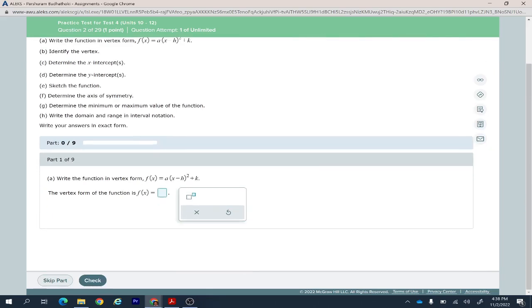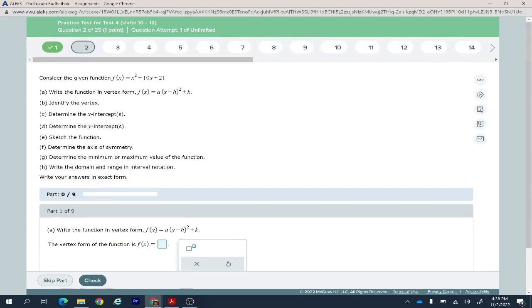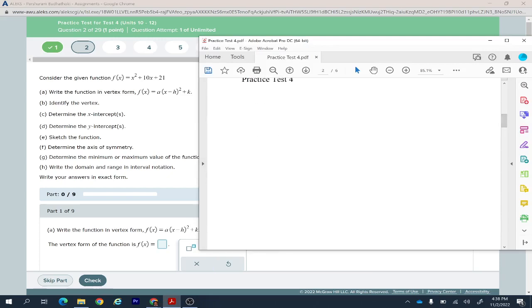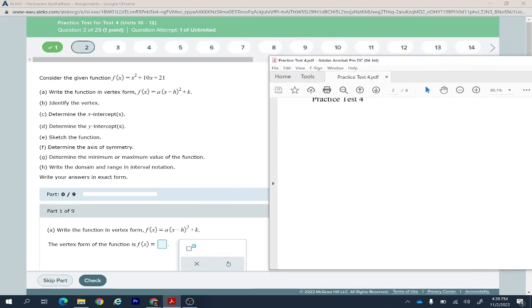This is a very similar type of problem to the previous question. First of all, you have to change this function into the vertex form. I'm going to just change it into the vertex form, and then the rest you are going to do by yourself. Okay, so how do you change this into the vertex form? F of x equals x squared plus 10x plus 21.